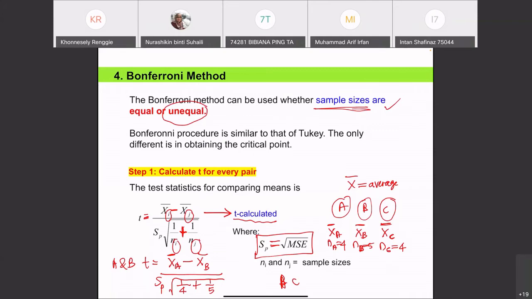Okay, so what you have to do in Bonferroni, I'm just repeating what I have taught before. First, you have to calculate the T for every pair, and you have to first match how many pairs you have. Okay, you just match one by one, A, B, A, C, A, D, until you don't have any pairs to be matched anymore. Okay, so you have to calculate T for every pair. So this is the formula, T calculated, we call it. And this is the term. And you have to know how to use this term. So you have to have T calculated for every pair, okay?